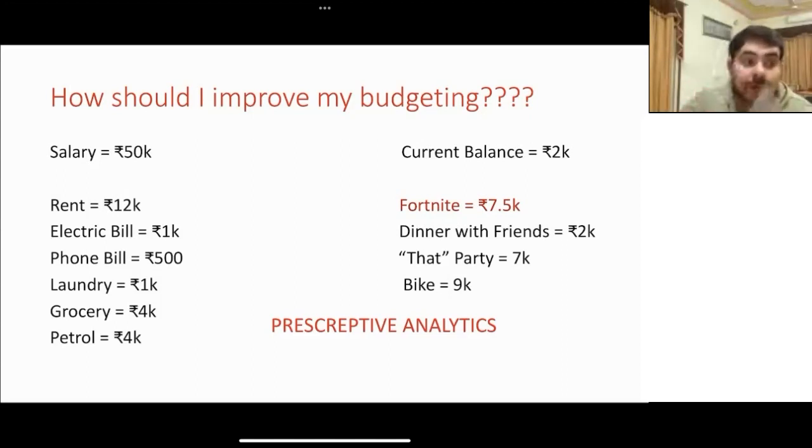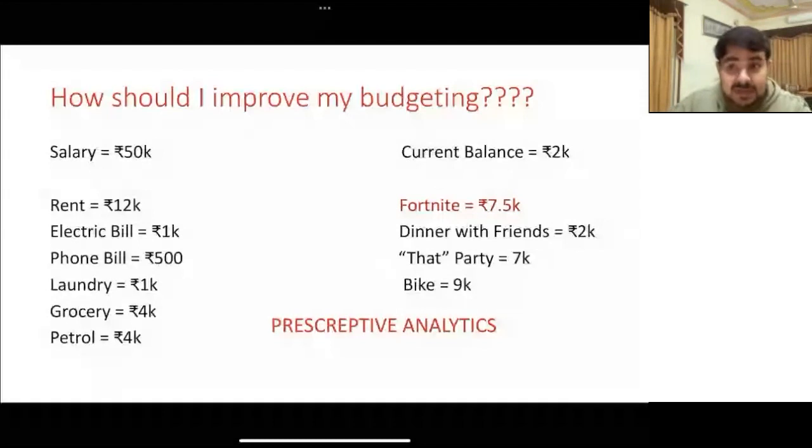So we found what's happening right now. We found the reason behind it, and we are giving a solution for that, to the company or to ourselves. Start spending less on Fortnite, and you will be in a better situation at the end of the month. Now I know the title was predictive analytics.